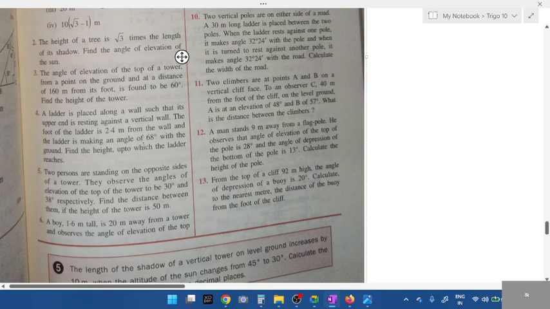Now, what is the angle given here, students? Is 68 degrees there in the normal trigonometry table?